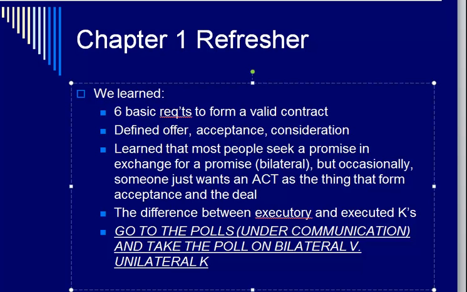Either now or when you get done with this video, go to the polls under communication and take the poll on bilateral versus unilateral K. K is the shorthand for contract.